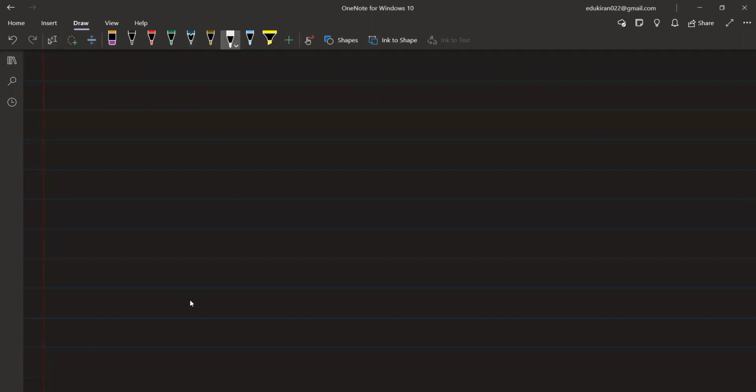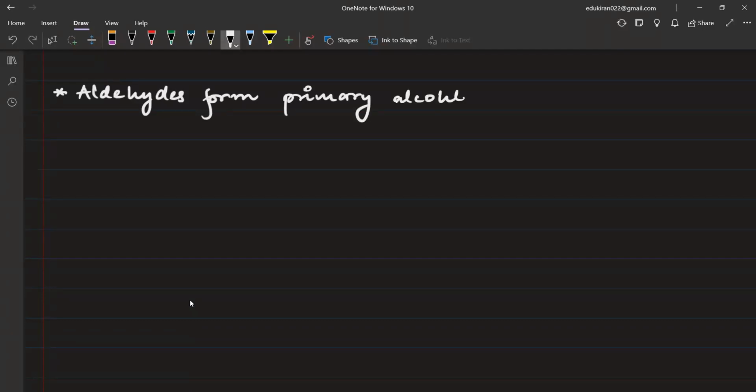If you have an aldehyde, it forms primary alcohols. So if I have R, carbon, double bond O, and what is an aldehyde? An aldehyde will have one hydrogen attached to that carbon atom. When I use any one of those reducing agents, what agent? Reducing agent.